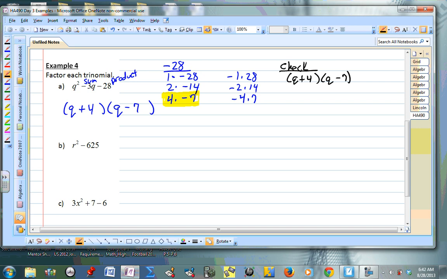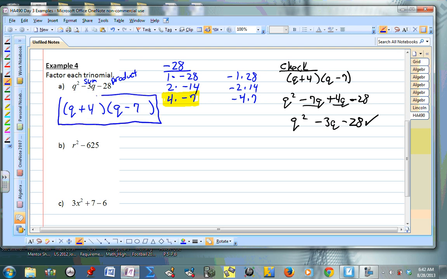So you distribute. Q times q makes q squared. Q times negative 7 makes negative 7q. 4 times q is plus 4q. 4 times negative 7 is negative 28. Combine the like terms, and you get q squared minus 3q minus 28. All right, that's a winner. So we'll make our answer stand out. And we're done with part A. Hopefully this was helpful in refreshing your memory.